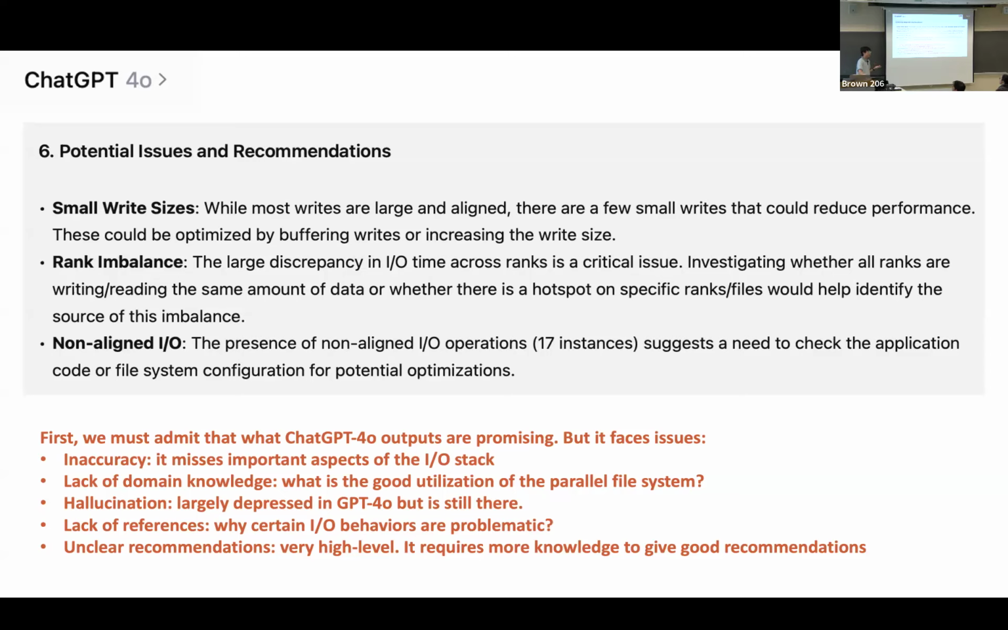For example, you can see, oh, you said there is a non-aligned IO issue, but is that a real non-aligned issue? You just ask that, is that a real non-alignment issue? It will say, yes, you are correct, it's not. And it starts to make up things.